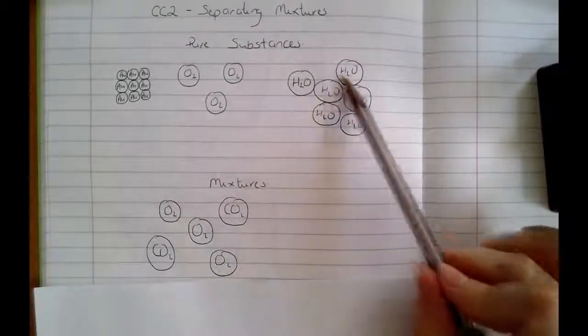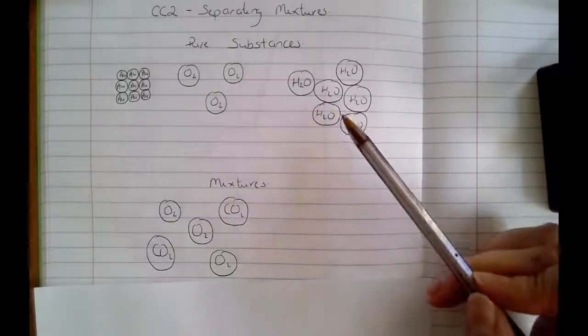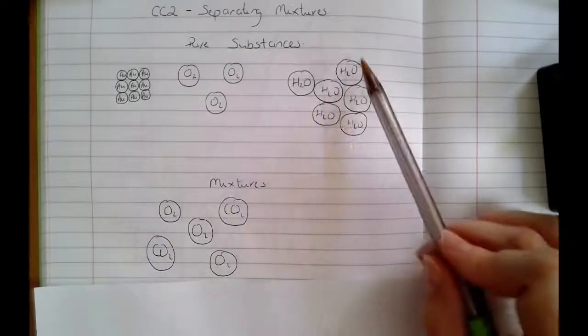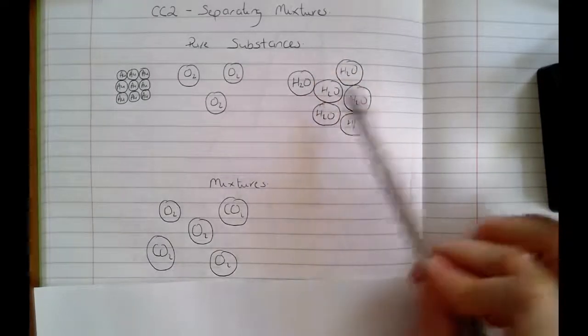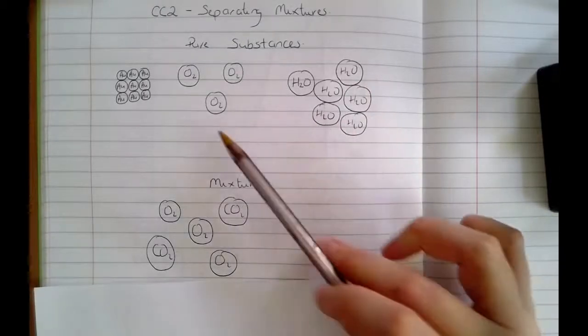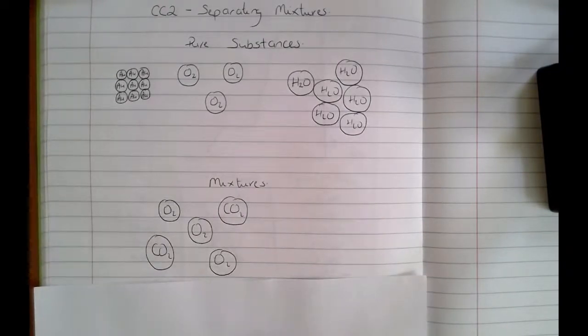If I wanted to make my water impure, I would have to add something else in there. So I could add salt, I could add sodium chloride. And if I had little sodium and chloride ions drawn in there as well as my H2O, well then I've got 2 different substances and that would make it impure. So pure, made of just 1 type of substance. Impure is made of more than 1 type.